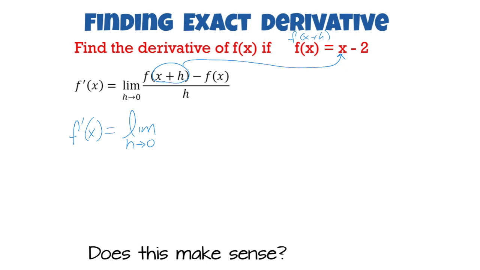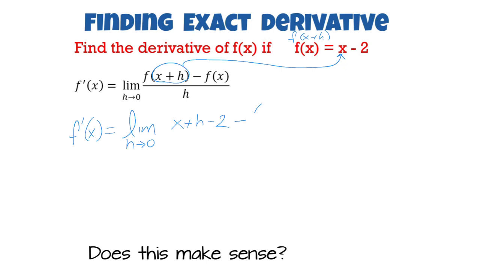So f of x plus h is going to be x plus h instead of just x, minus 2. And then you're going to subtract. So now we're at this part right here. Now we're going to subtract the function itself. So it's going to be a minus. And then you have to be careful with this.